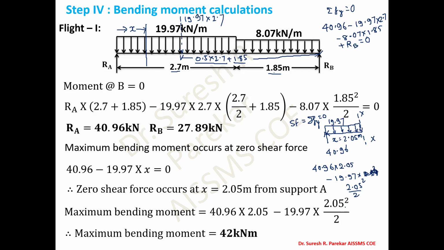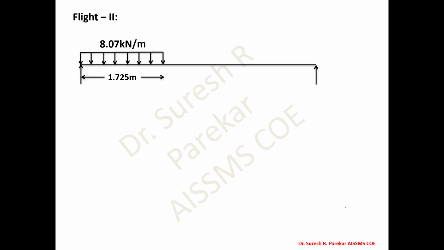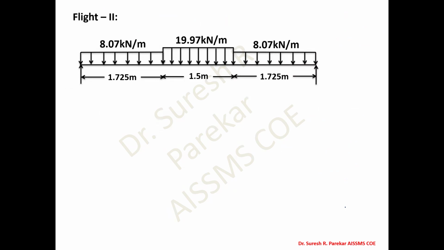So if we consider flight 3, then that value 0.125 will increase, but will not affect a lot. Now you can go to flight 2. We have seen we have beam on both sides. So 1.6 plus 0.125, 1.5 because we have 5 treads, and same 1.725. Now you can see my loading is symmetrical with center.